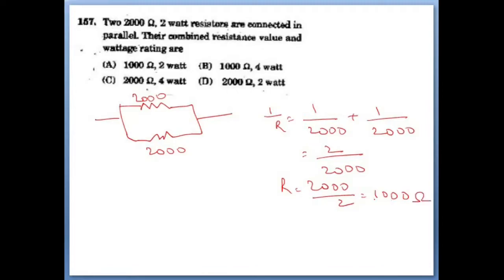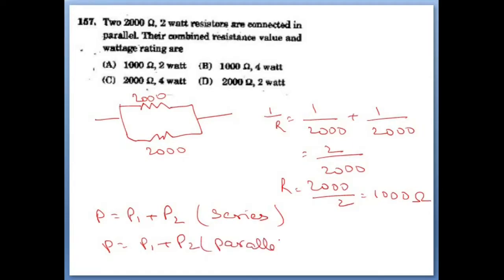It means 1000 ohm. But we have to calculate power also. What will happen to power? P is equal to P1 plus P2 in case of series combination, and P is equal to P1 plus P2 in case of parallel combination also. Whether the resistors are connected in series or in parallel, power is always additive. So the answer will be 1000 ohm and 2 plus 2, 4 watt. 1000 ohm, 4 watt. Next question.